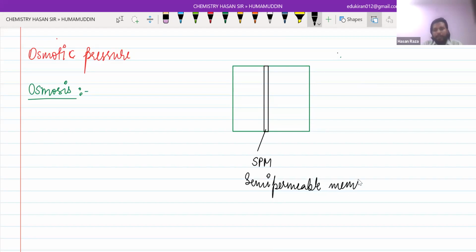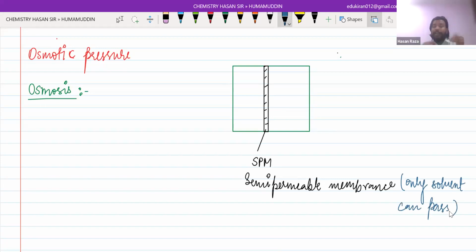What is this semi-permeable membrane? Actually, this semi-permeable membrane has very small pores through which only solvent can pass, because solvent particles are very small in size as compared to solute. So through this semi-permeable membrane, only solvent will pass.